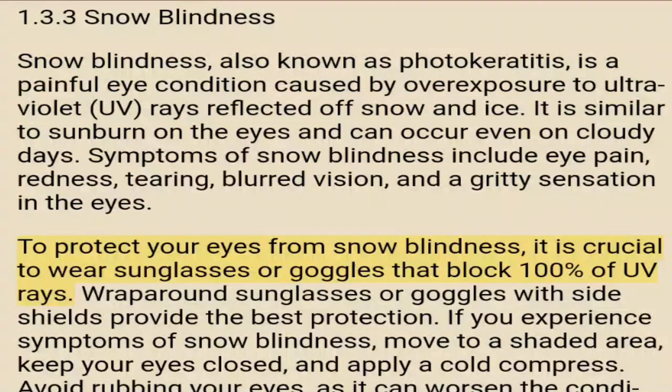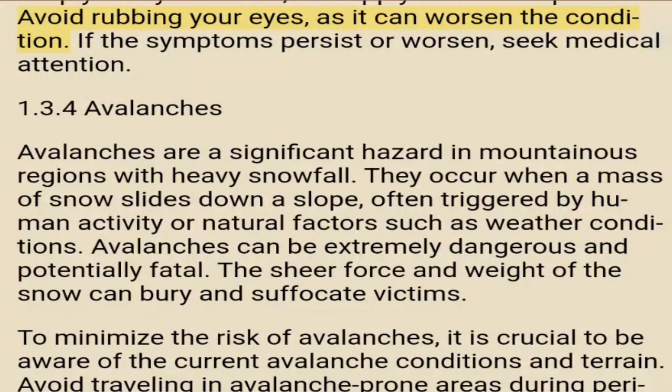To protect your eyes from snow blindness, it is crucial to wear sunglasses or goggles that block 100% of UV rays. Wraparound sunglasses or goggles with side shields provide the best protection. If you experience symptoms of snow blindness, move to a shaded area, keep your eyes closed, and apply a cold compress. Avoid rubbing your eyes, as it can worsen the condition. If the symptoms persist or worsen, seek medical attention.